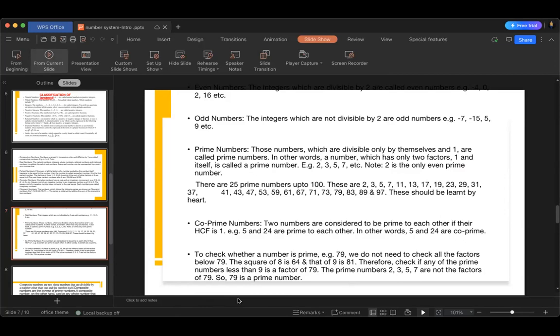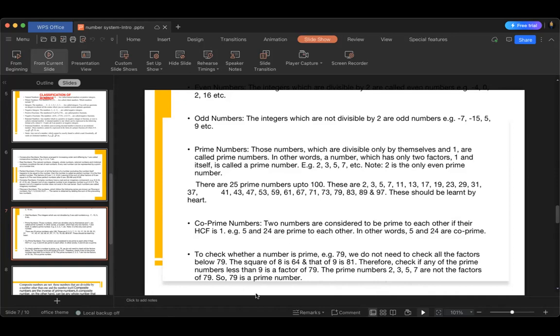Check if any of the prime numbers less than 9 is a factor of 79. So we will be taking the prime numbers less than 9: 2, 3, 5, 7. We check whether these prime numbers divide 79 or not. If any of these numbers divides it, then that number is not a prime number. If none of them divides it, then it is a prime number.